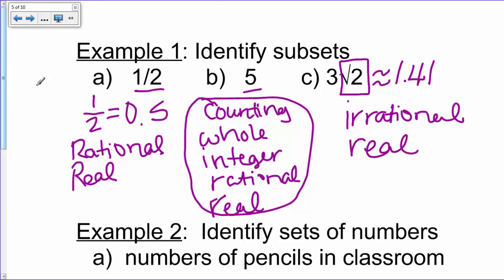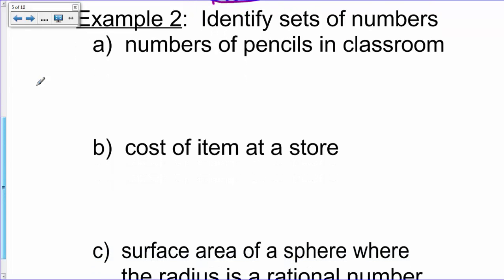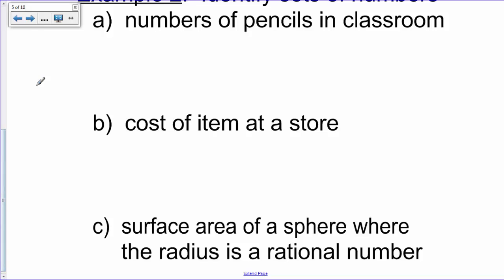Example 2 says identify the sets of numbers. Okay, so if we're talking about the number of pencils in a classroom. I understand that you could have a half of a pencil sharpened down or a third of a pencil sharpened down, but we aren't going to talk about it like that. If I ask who has a pencil in the classroom, you're not going to raise your hand and tell me I only have a half of a pencil. You're going to say, yes, Mrs. Dotson, I have a pencil. So it doesn't matter the size of the pencil. We're just talking about the number of pencils, which means that we are counting them.